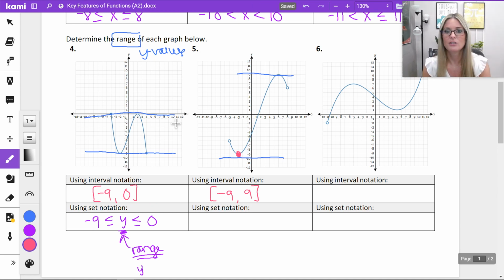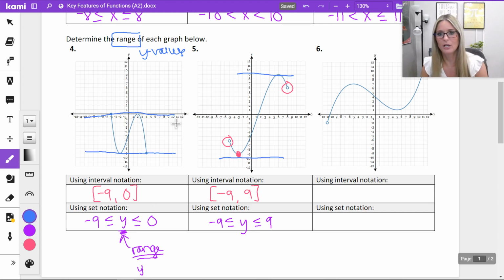You see that? Don't get caught up in your endpoints. Really look at the full graph. Did it go higher or lower than the endpoints? So set notation with those inequalities: -9 is less than or equal to y, less than or equal to +9.